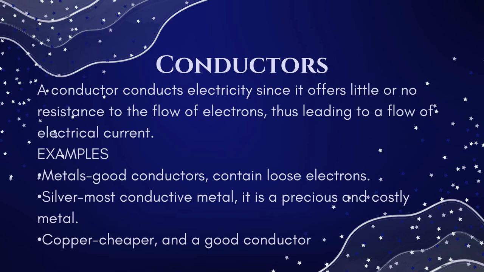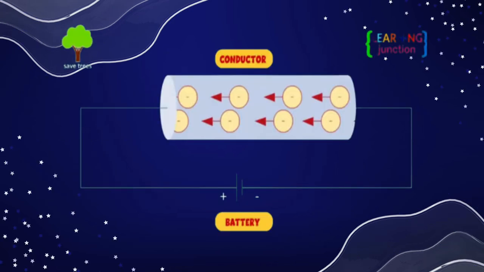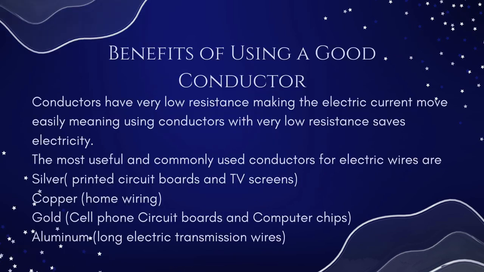They contain loose electrons. Silver, most conductive metal. It is a precious and costly metal. So copper is cheaper and a good conductor. So as you can see from the picture, there is electrical flow which is flowing from the battery to a conductor. So that is how electricity is able to flow through a conductor, because a conductor is good at keeping the flow of electrons. So that is a conductor.